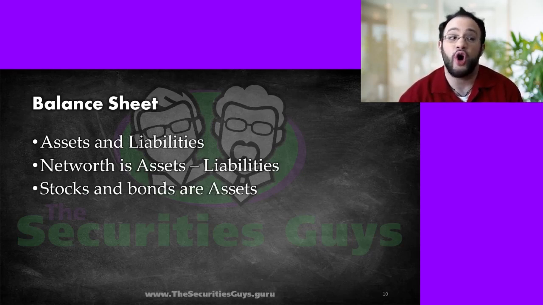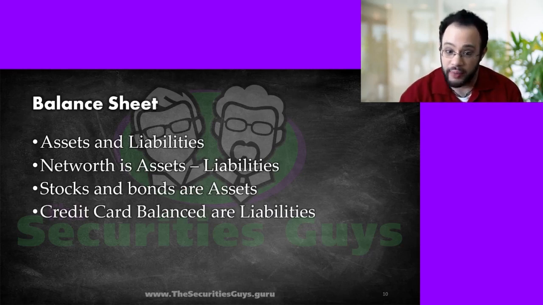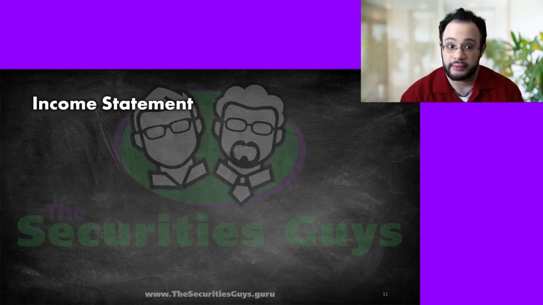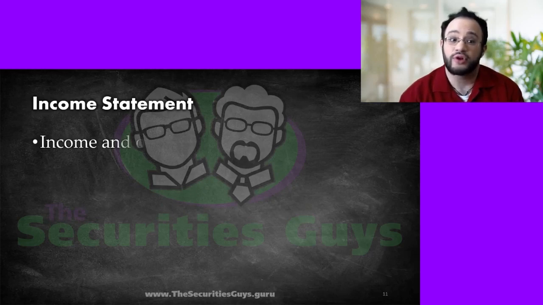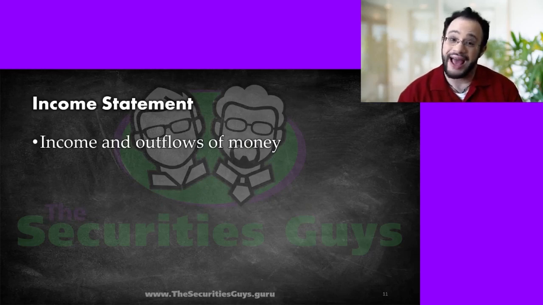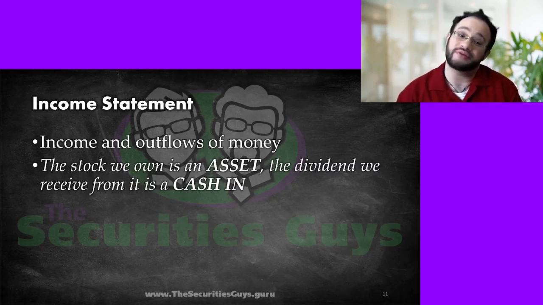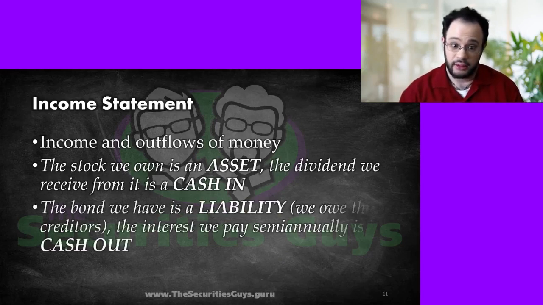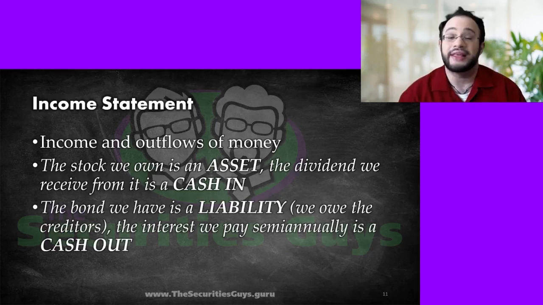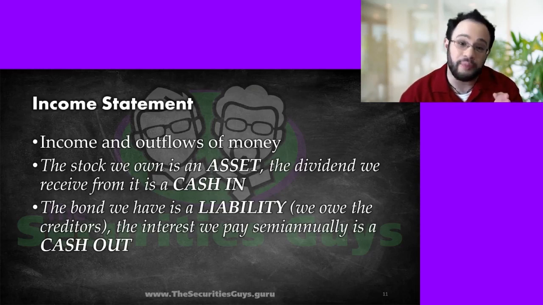Stocks and bonds are assets. Credit card balances are liabilities. The income statement records the income and outflows of money. It's also the cash flow statement. The stock we own is an asset, but the dividend we receive from it is a cash in. The bond we have outstanding is a liability. We owe that money. The interest we pay semi-annually is a cash out. We want to make sure that we understand that the bond is going to be on the balance sheet, while the payments on the bond are recorded on the cash flow statement.